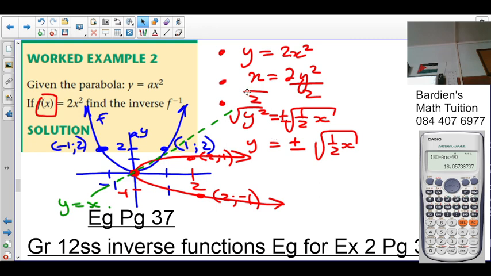People, this section is worth 10 marks in your exam in paper 1. It's fairly easy to get those 10 marks. For homework, I would like you guys to do exercise 2, numbers 1, 2, and 5. You will enjoy this.